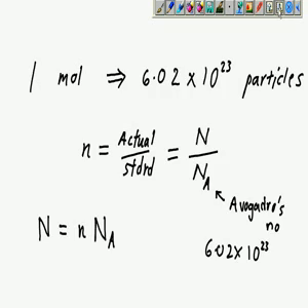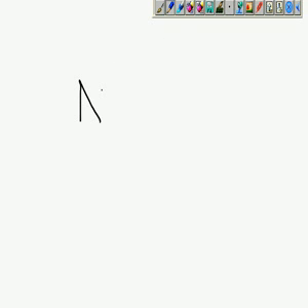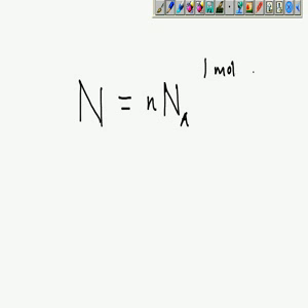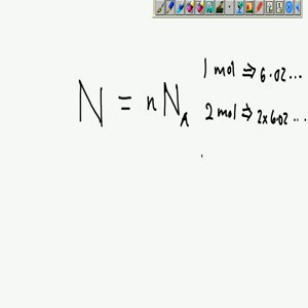Okay, let's start a new page to see this clearer. N equals n times N_A. Just now we proposed that 1 mole would have 6.02 times 10^23. I put a dot. What if it is 2 moles? 2 moles would have 2 times 6.02 dot dot dot. What if it is 17 moles? Then you have 17 times 6.02 dot dot dot.